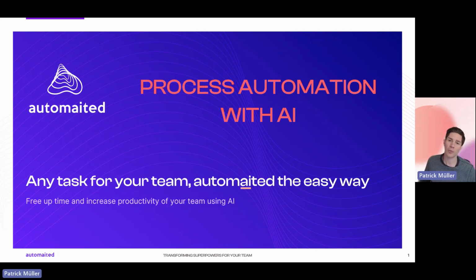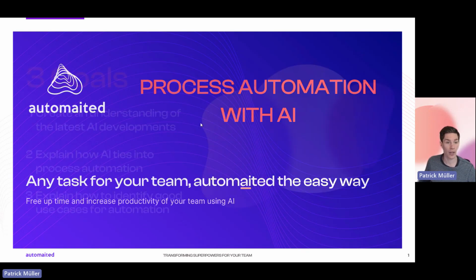AUTOMAITED is a company that helps customers to automate their tasks in a very simple way so we can free up time and increase productivity for the team by using AI. But today, we're not going to talk too much about AUTOMAITED. We're going to talk about three main goals that we have for our session today.